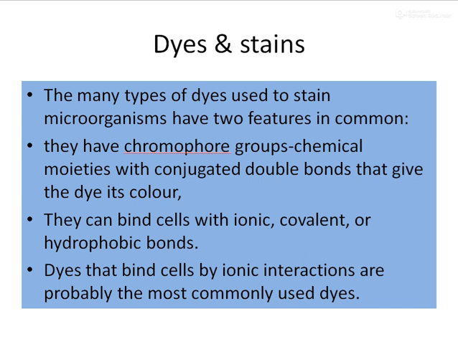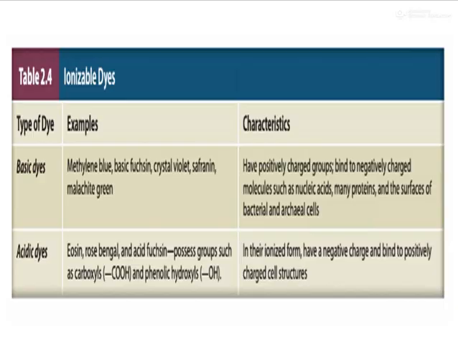On the glass slide you have your fixed microbes, and now you put your stain. In this stain there is a color-giving component, the chromophore group, which has conjugated double bonds. Sometimes these stains can also form ionic, covalent, or hydrophobic bonds with a microorganism. Most commonly used dyes are those which have ionic interactions with the microbes. Ionizable dyes are of two types, basic or acidic, so you call them basic dyes and acidic dyes.